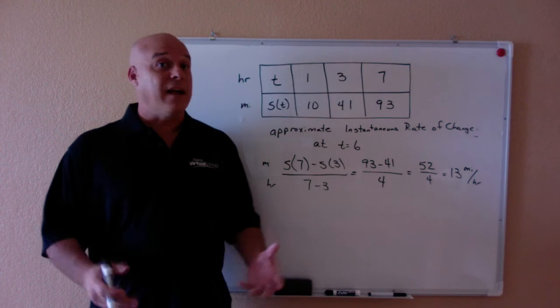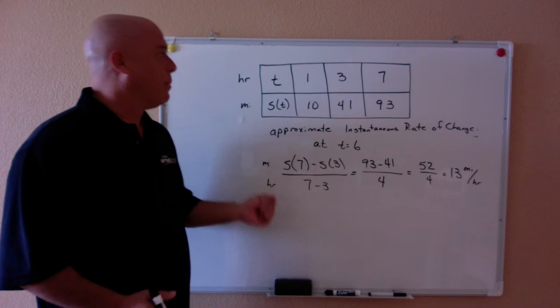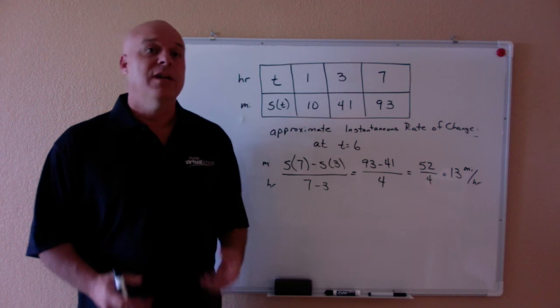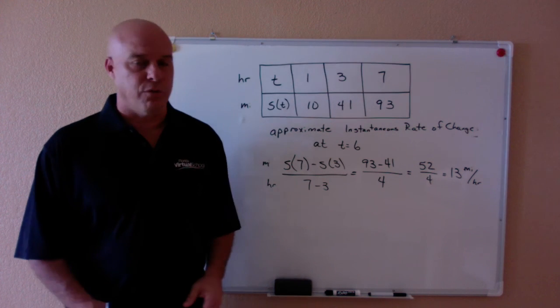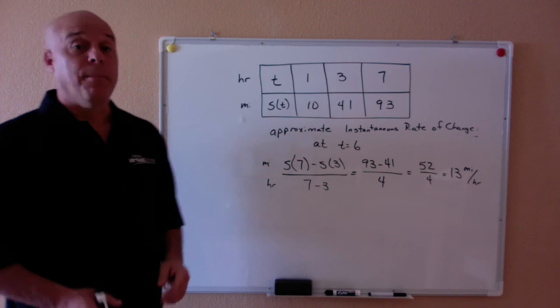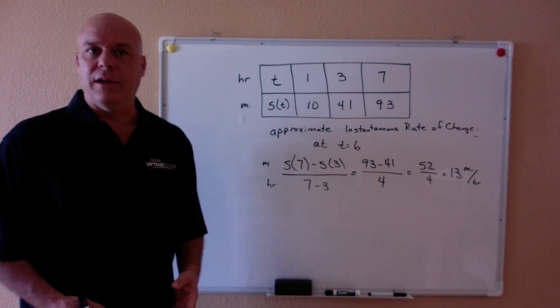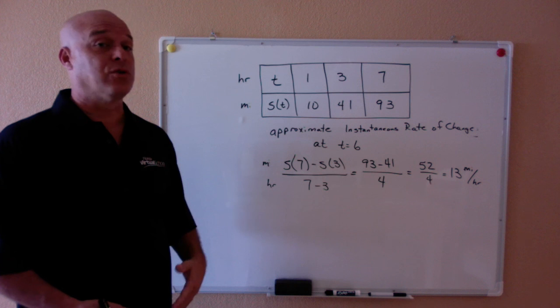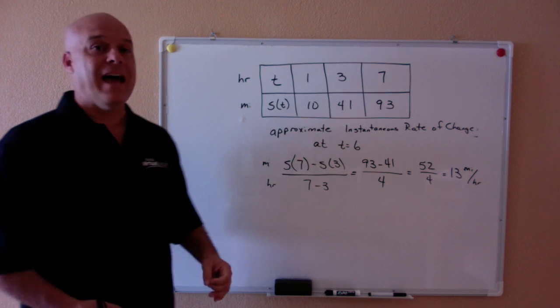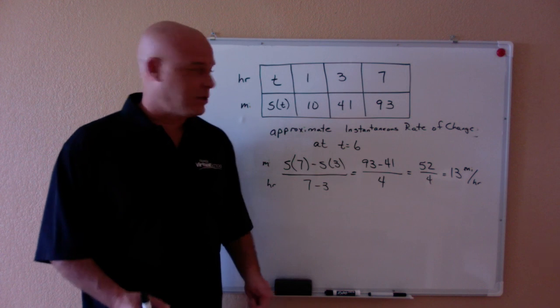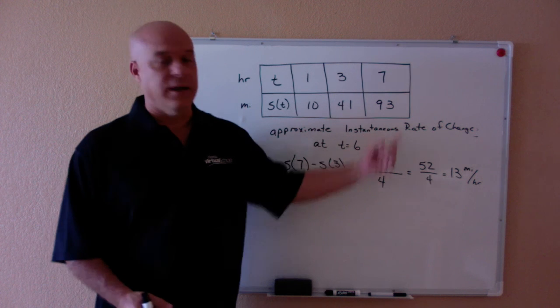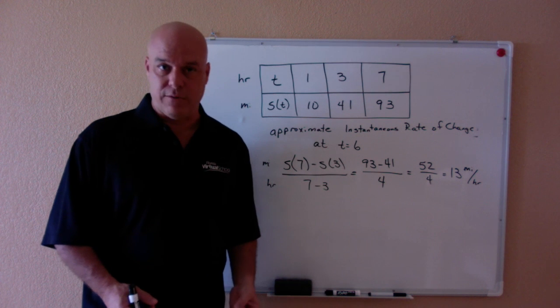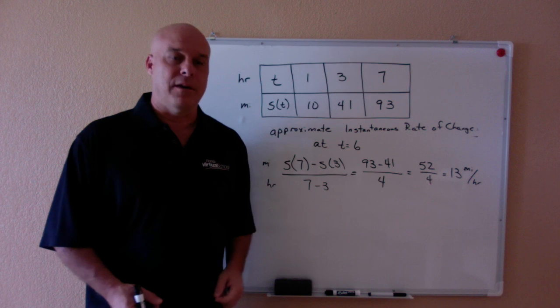So I don't know exactly what's happening at time equals 6 yet, but I can use the average rate of change to get a pretty good approximation for what's happening at that time. But the next thing that we're going to look at is how can we actually find what's happening at exactly time equals 6. That's how we're going to find the instantaneous rate of change. That's a topic for our next video.